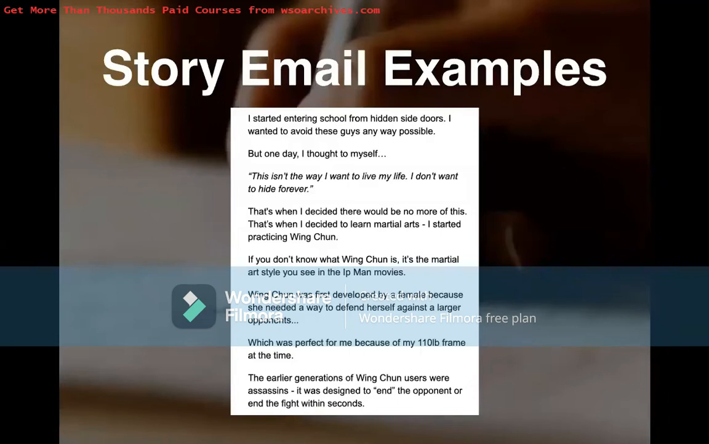Now, if you don't know what Wing Chun is, it's a martial art style you see in Ip Man movies. Wing Chun was first developed by a female because she needed a way to defend herself against a larger opponent, which is perfect for me because of my 110-pound frame at the time. The earlier generations of Wing Chun users were assassins. It was designed to end the opponent or end the fight within seconds.